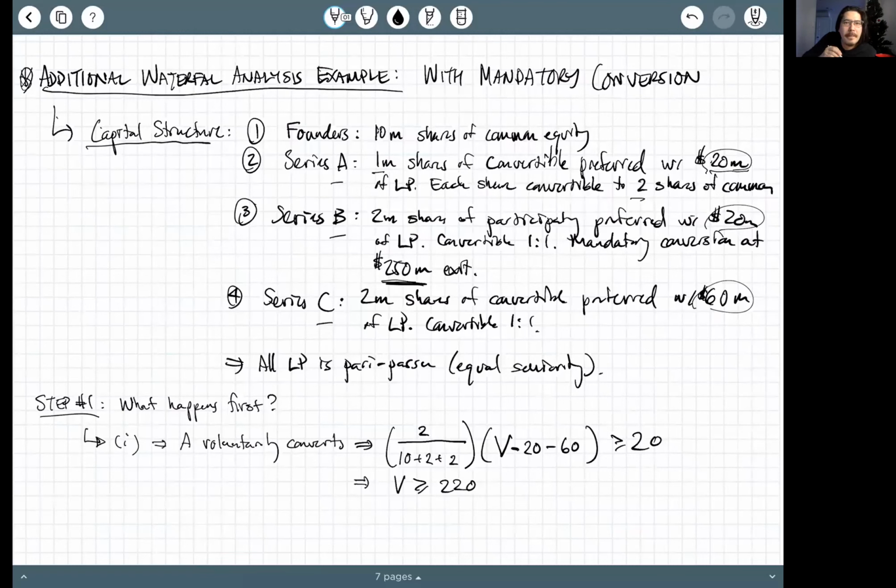Yes, Ryan. Yeah, I just wanted to ask, so we did 2/14. I understand the 10 comes from the common equity of the founders. The 2 comes from the Series A, the 2 times 1. Why did we take 2 for Series C if it's a convertible preferred?